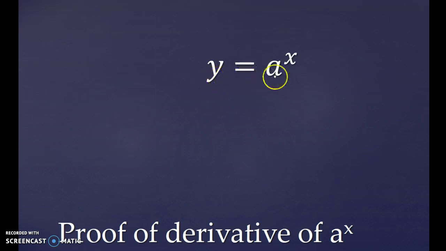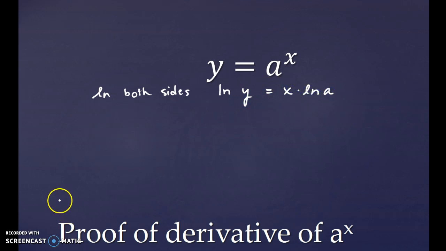So if I look at y equals a to the x, the first thing I notice is that I have an x in the exponent. So I'm going to natural log both sides to bring the x down. So I have natural log of y equals x times natural log of a. And then I would like to get rid of this natural log, so I'm going to exponentiate both sides, or e to the both sides.